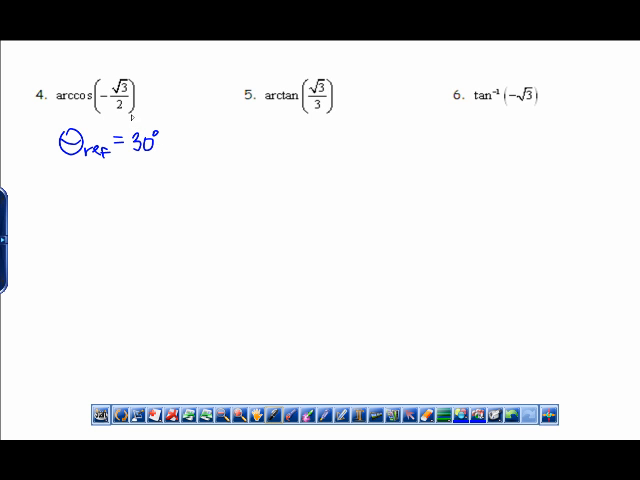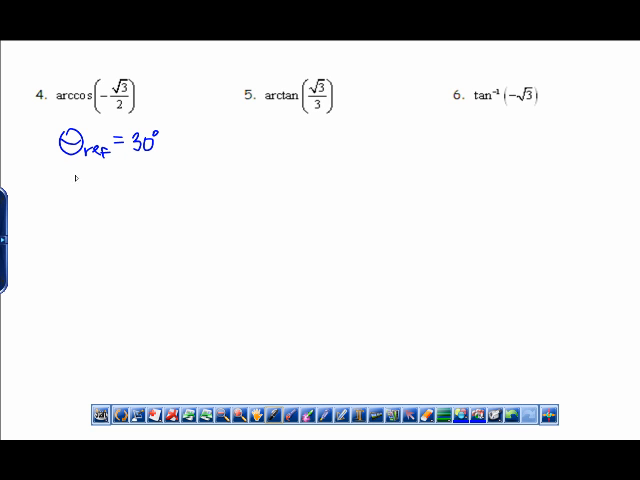If you don't know it, you're going to have to go to your 30, 60, 90 triangle and then think about your SOHCAHTOA and figure out, is it 30 or is it 60? Okay, so it's 30 degrees. This is going to be pi over 6.